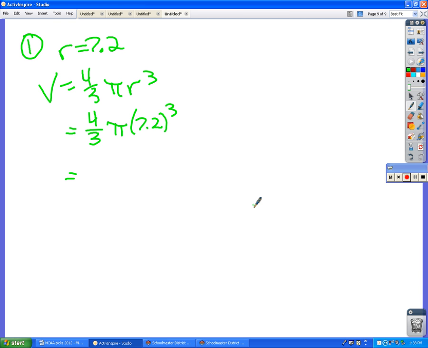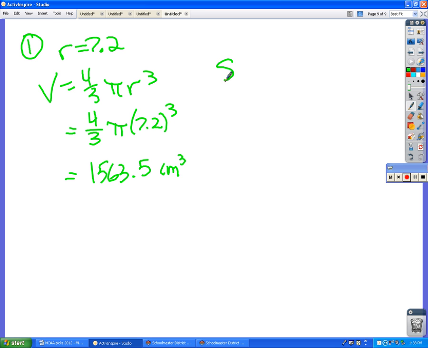an answer of, we'll all say it at the same time, 1,563.5. Do you agree? Yes, that's what you guys got too? Okay. And that is centimeters cubed because it is volume.